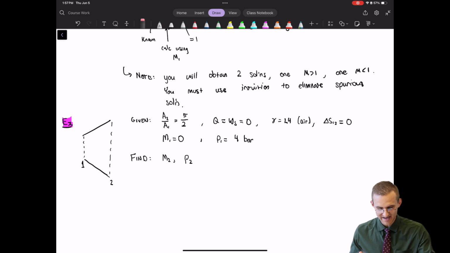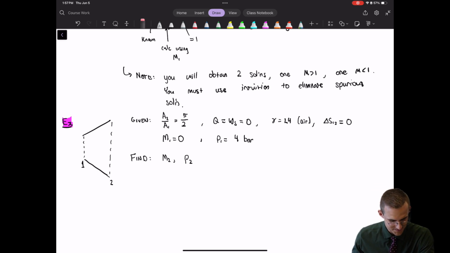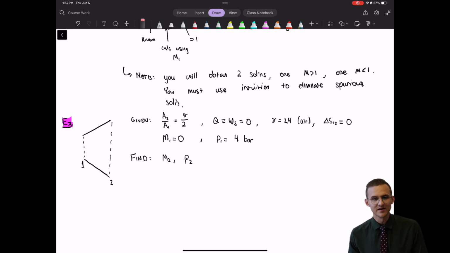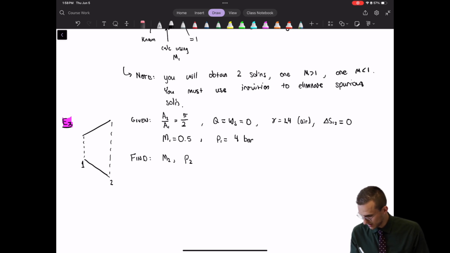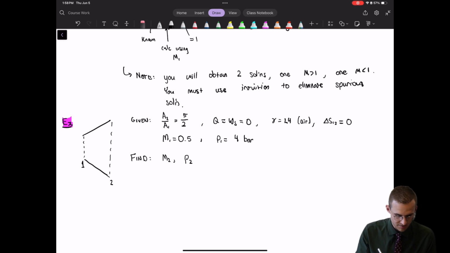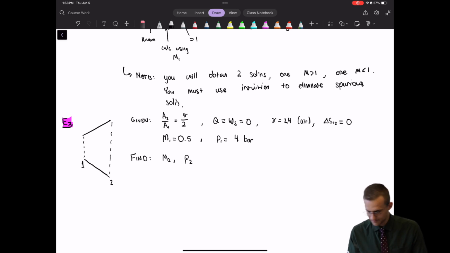So I had a moment there where I was a little confused because I was thinking Mach number 1 equals 0. That doesn't make sense. So there's an error in my notes here. The Mach number here is meant to be 0.5, not 0. Okay, and now things will make a bit more sense. So let's proceed from here.